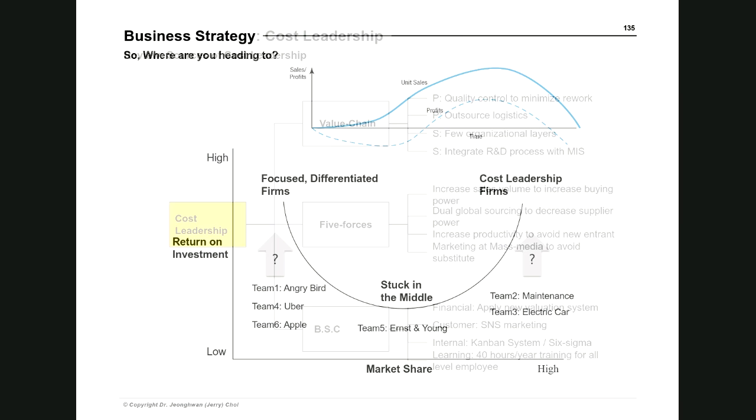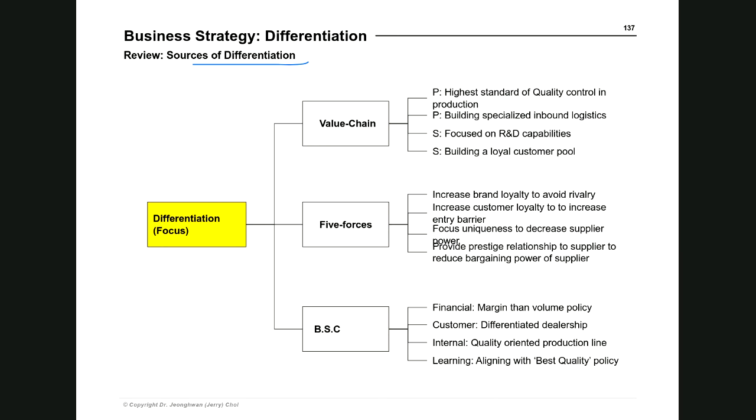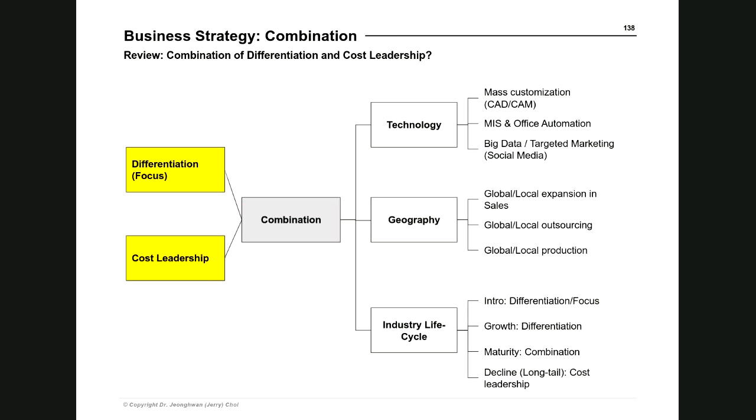Okay, and then we reviewed the source of cost leadership, the source of differentiation, and the product life cycle, and maximizing this kind of combination strategy to maximize the competitive advantage. Okay, and I would like to introduce a few practical strategies for when you need to formulate business strategy.